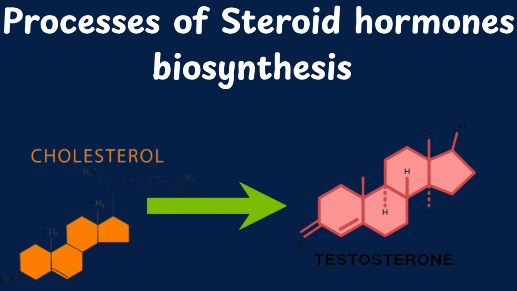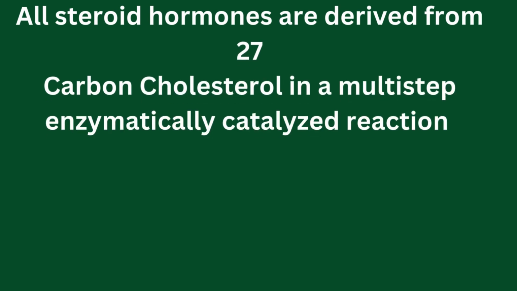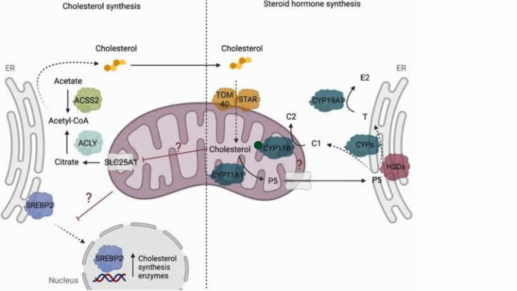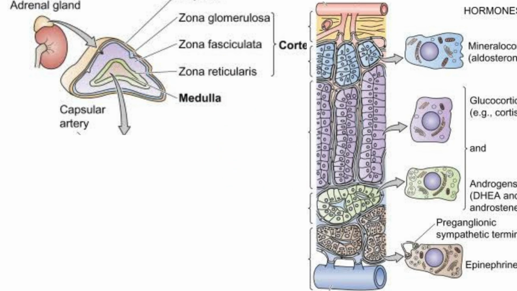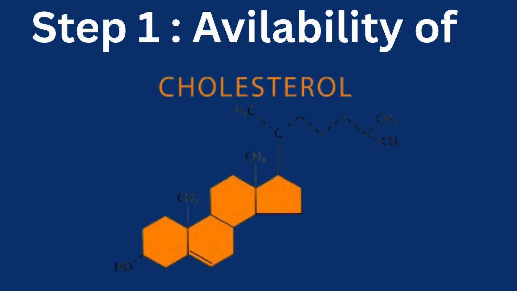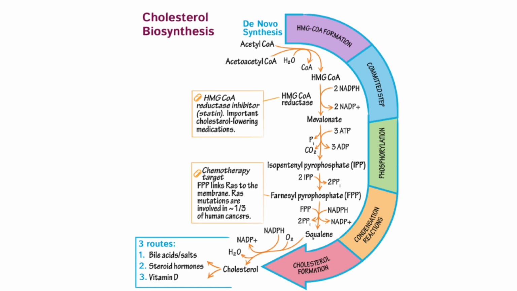Coming now to the process of steroid hormone biosynthesis. All steroid hormones are derived from 27-carbon cholesterol in a multi-step enzymatically catalyzed reaction in various compartments, that is mitochondria, smooth endoplasmic reticulum, or microsome, in steroidogenic endocrine glands, that is the adrenal cortex and gonads. The steps involved are: step 1, availability of cholesterol either from dietary sources or de novo synthesis from acetyl-CoA through the HMG coenzyme A pathway.